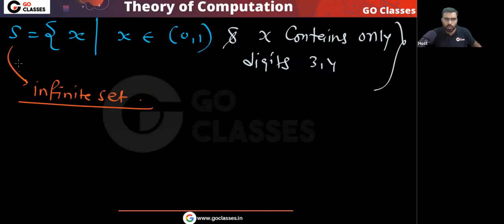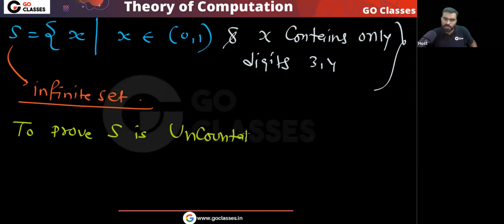Now tell me, how to prove that S is uncountable? To prove S is uncountable, what do I need to do? Remember, S is already an infinite set. I want to prove S is uncountable. So how to do that?